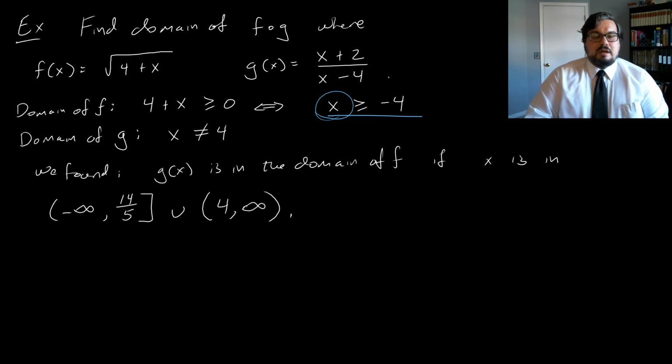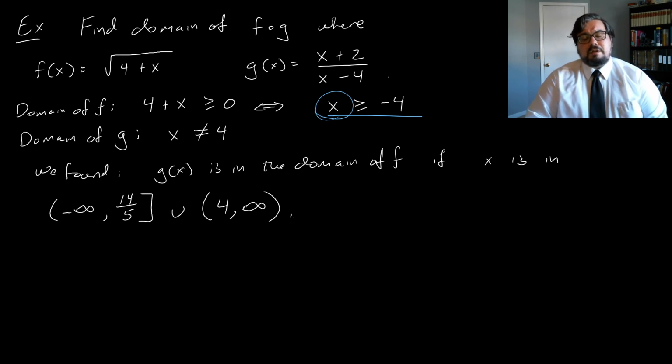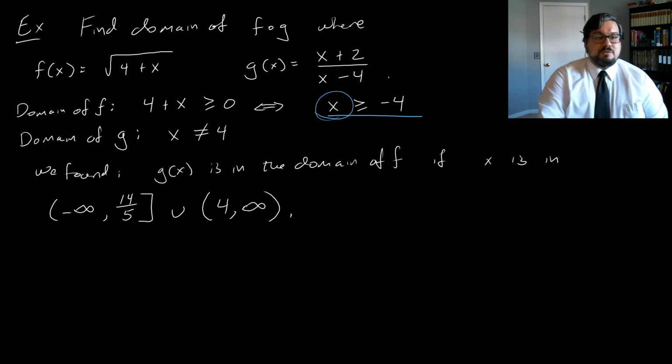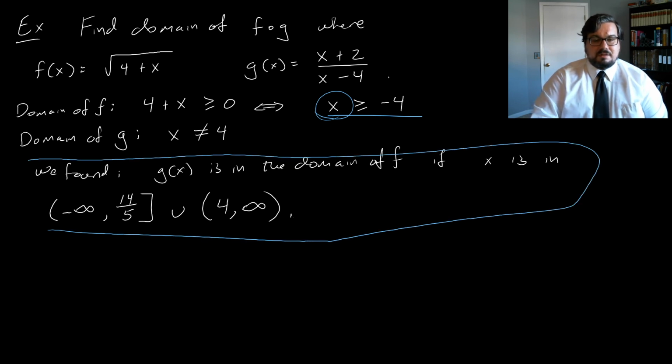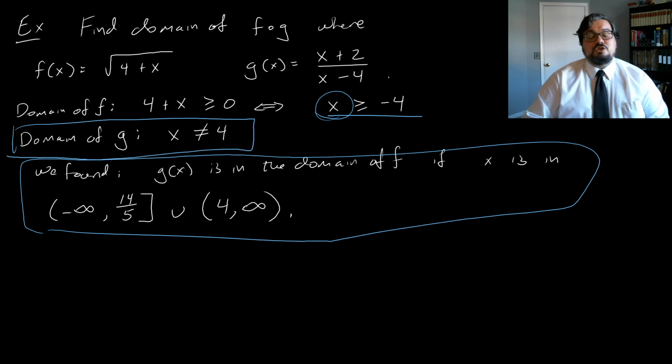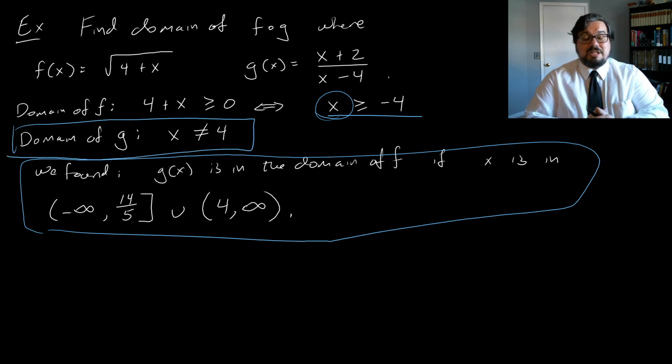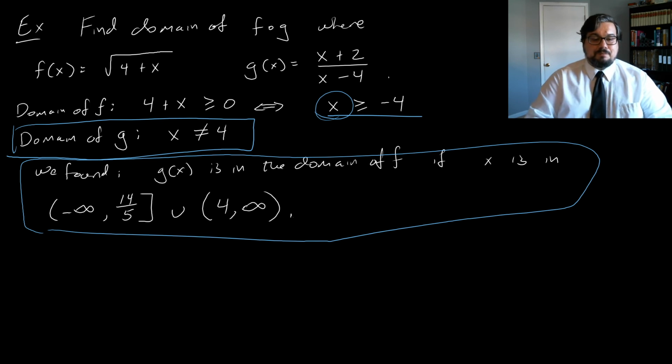Now we need two things to be true in order to find the domain of f. In order for x to be in the domain of f, we need this condition that we have here, and we need this condition. We need x to be in the domain of g, and we need g of x to be in the domain of f. And as long as both of those things are true, then we have our domain.